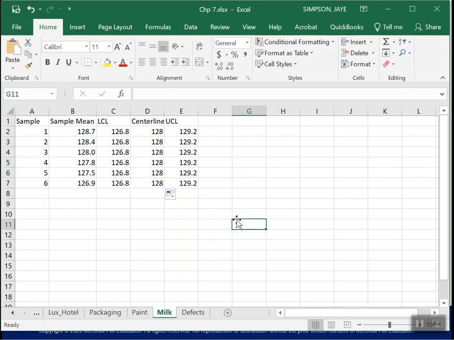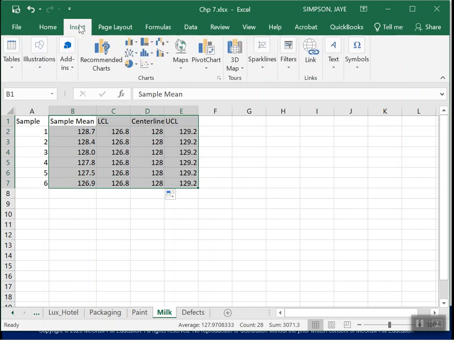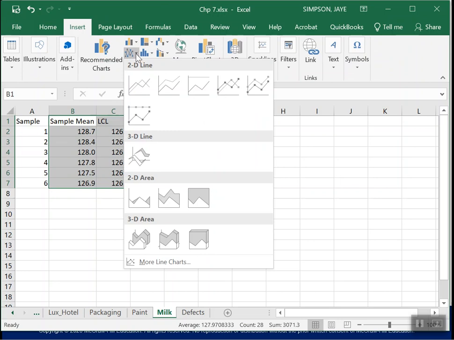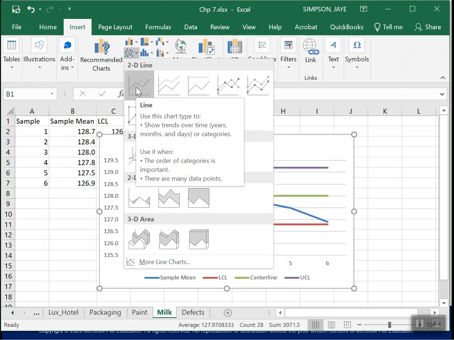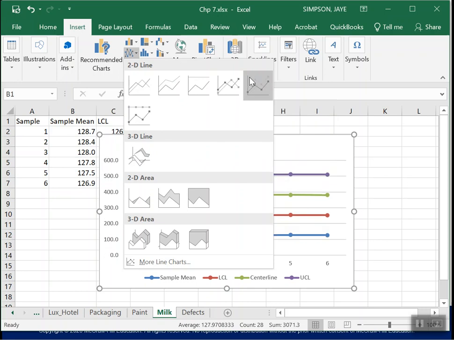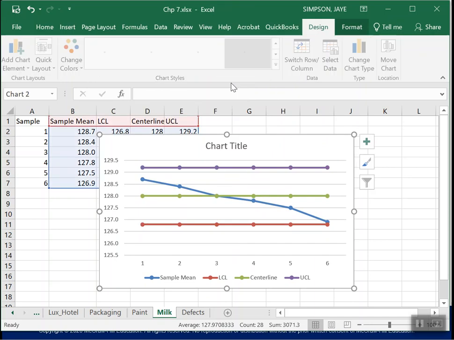Now, if I wanted to graph this now, I can just grab all of these cells from B1 through E7, grab them all. I'm going to go up here to Insert. I want to insert a line chart. And really, I want to insert a 2D line chart. Now, we can pick which one we want to insert. I'm going to choose the one with markers because I think that one's the most interesting looking.